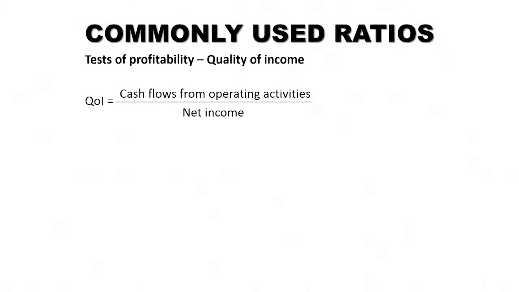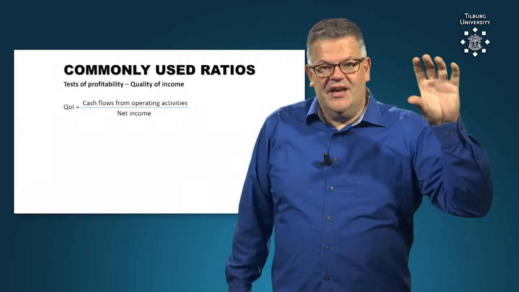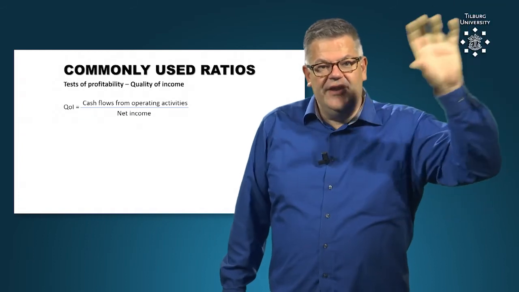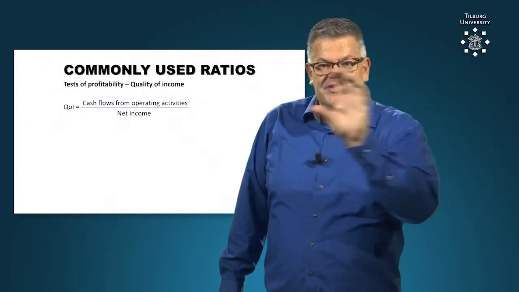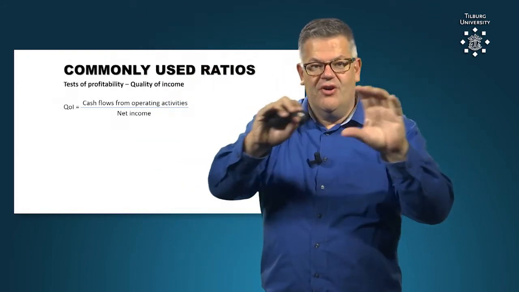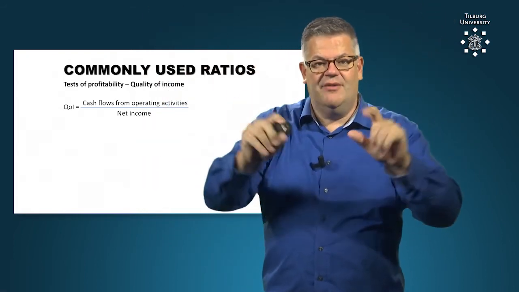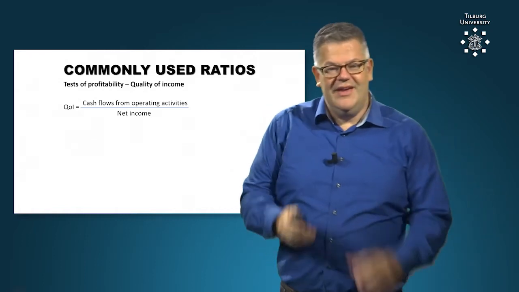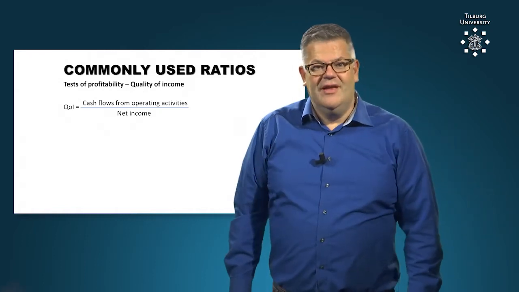Cash flows from operating activities, you have to compare this with net income. What is it? To be honest, this is a quality of income. This means net income is revenue minus expenses. The cash flow is cash in minus cash out. If this is close to each other or the cash is higher than the net income, it's perfect. It's really perfect. Let's see.